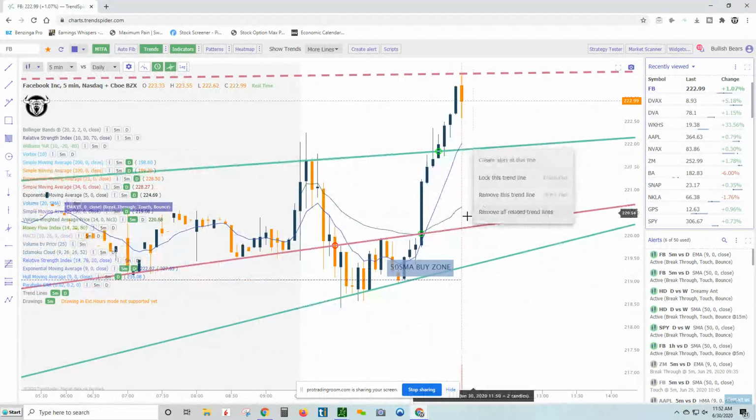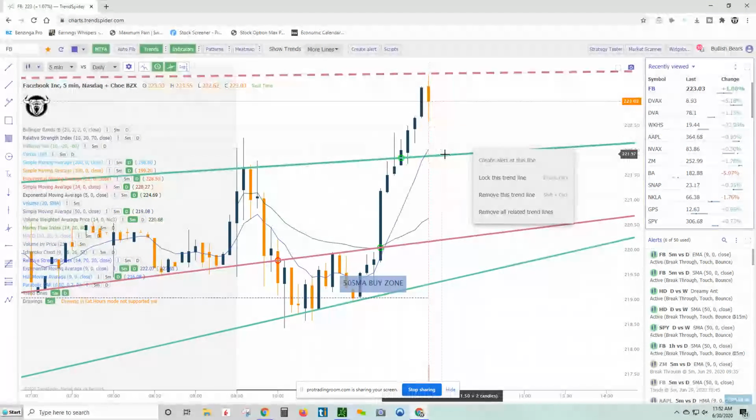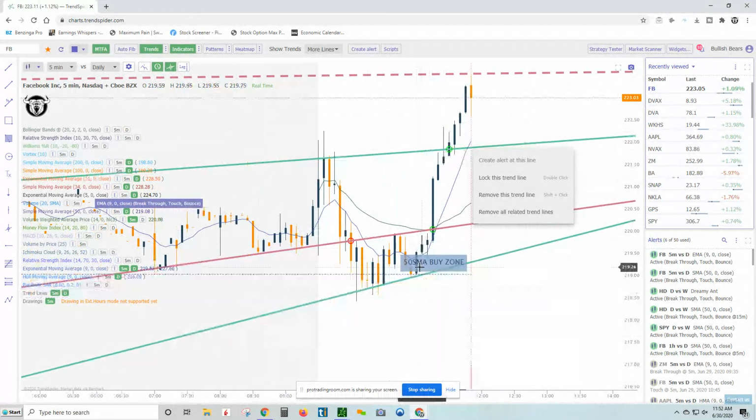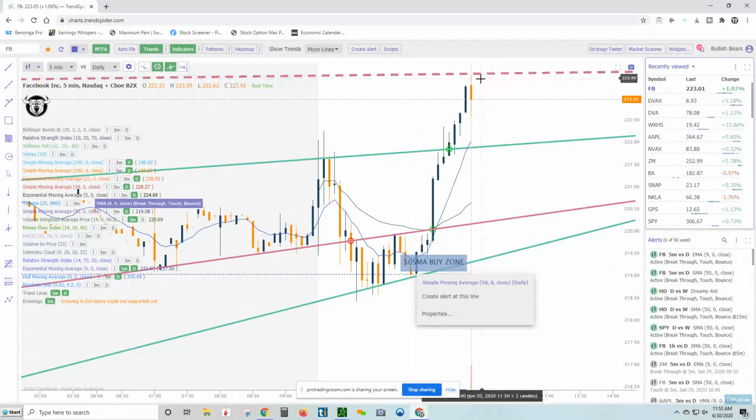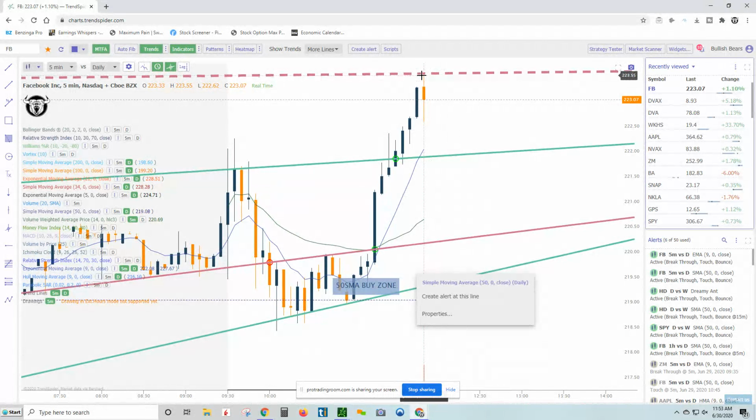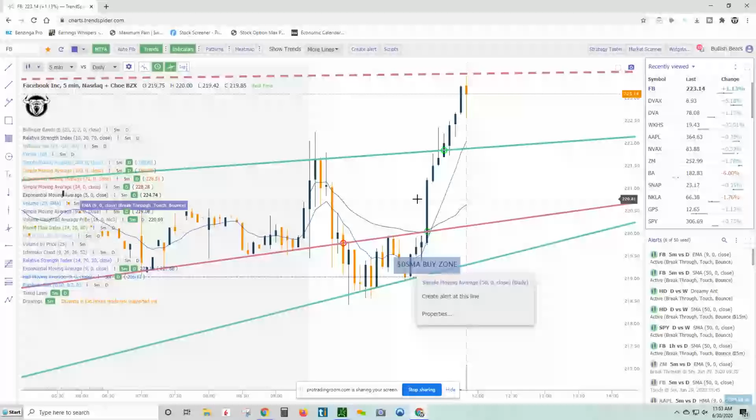And it could also back test this trend line. So maybe it dips a little bit below the 9 EMA and then starts to run again. But this is a huge move for Facebook. 219 to 223, 223.60, 223. What did this top tick? Just a little bit past 50.